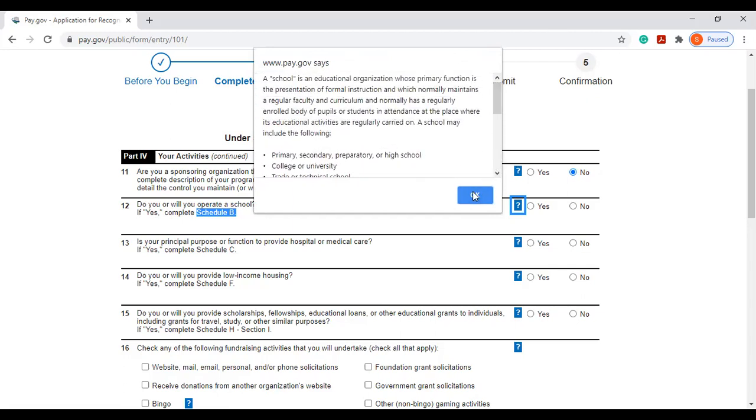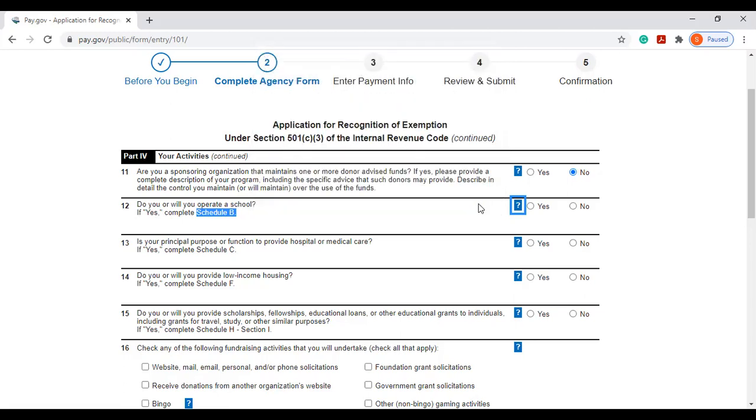But if you plan to start a school, I will highly recommend that you read that information to learn more about it and then click on yes. And then if you click on yes, it says go to Schedule B. I'm not going to do that, but I just want to let you know if you were going to start a school, then you click on Schedule B, complete Schedule B. At the end of Schedule B, it will take you back to this page when you're finished. But I'm going to click on no.